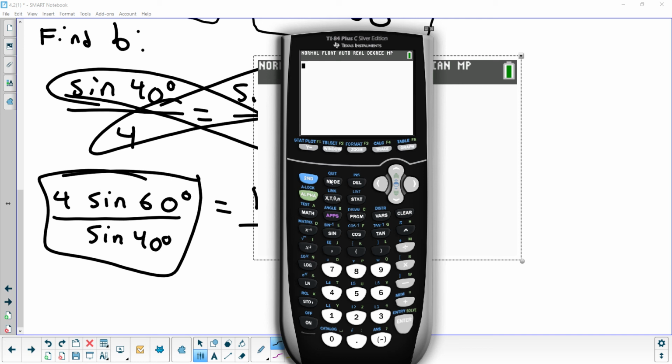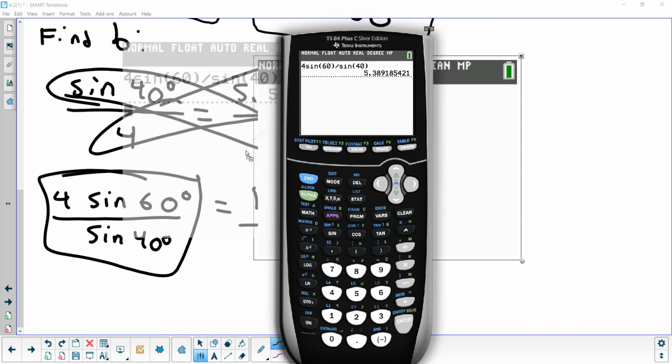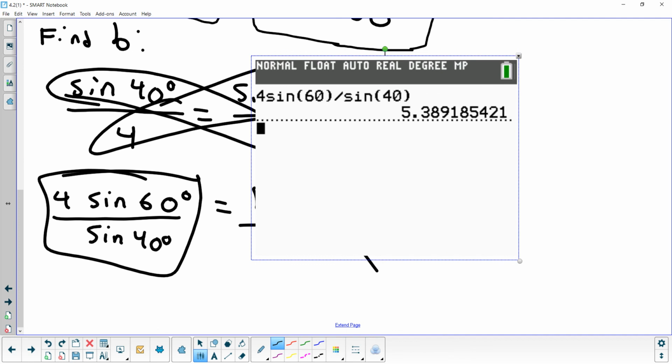Okay, so let's type in 4 sine 60. If your calculator puts in the parenthesis, it's important that you close it. If you don't, it'll come out wrong. Divided by sine 40. So that is exactly how you would type it in on one of my calculators. If you want to use your own, that's fine. We might just have to check and make sure that you're getting the same answer. Okay, 5.389. If you're getting 5.389, then you typed it in perfect.